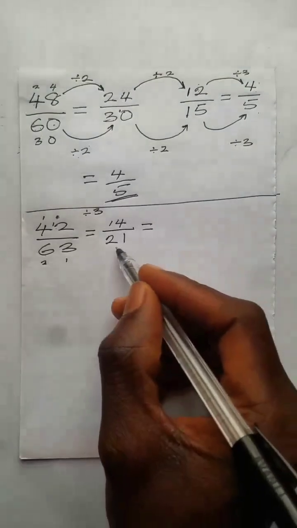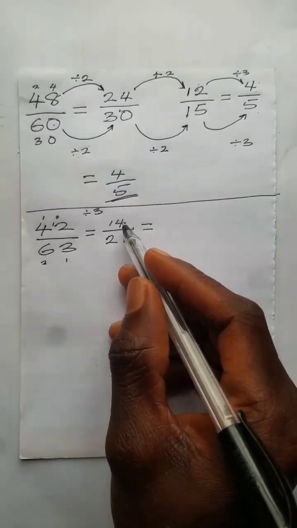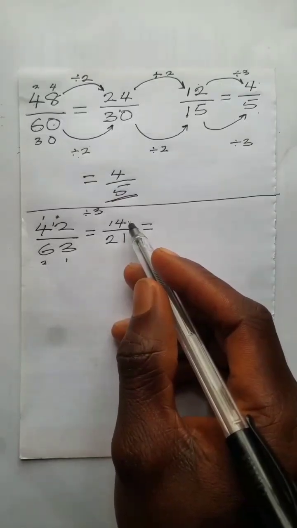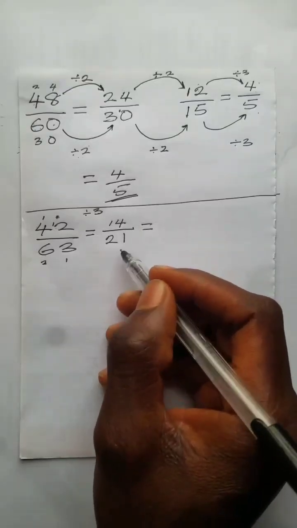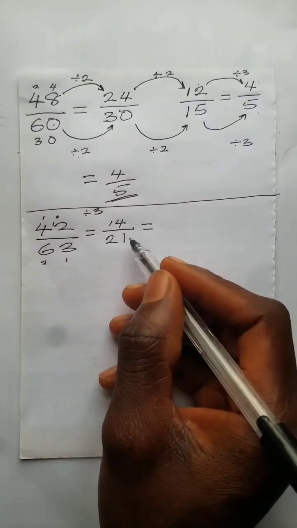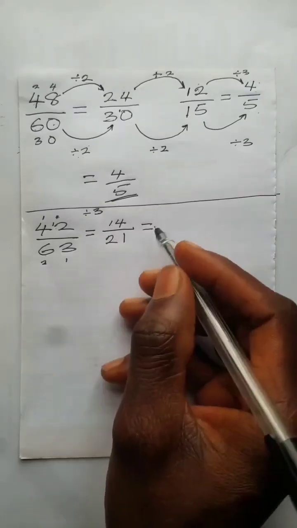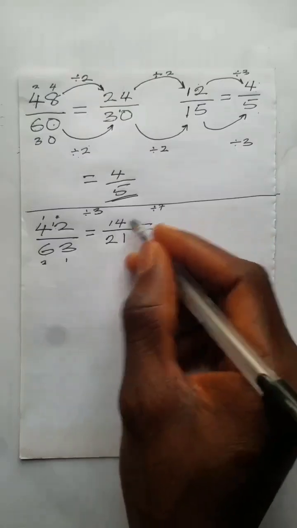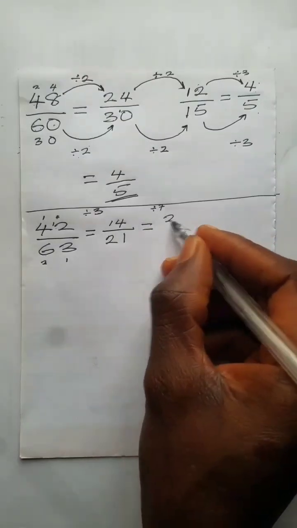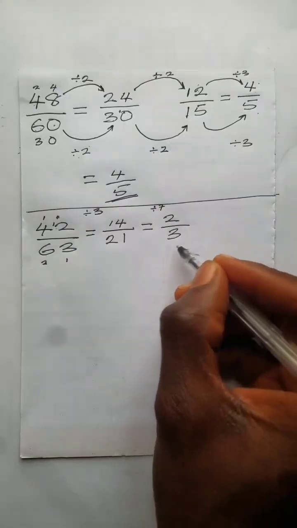Can 3 still divide? Yes, 3 can divide 21, but can it divide 14? No. So we move to the next prime number, 5. But 5 can't divide either of them. The next one, 7. Yes, 7 is a factor of 14, and it is also a factor of 21. So we pick 7. 14 divided by 7 is 2. 21 divided by 7 is 3.